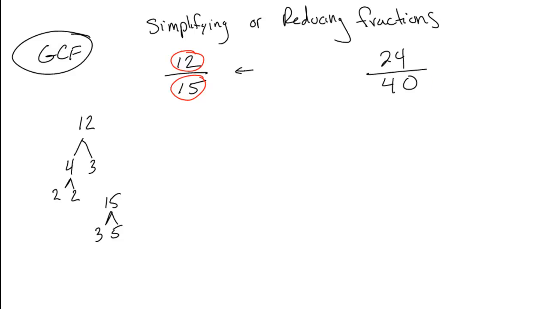We have 24 and 40. We're looking to reduce that. So I'm thinking about the biggest number, the greatest common factor of 24 and 40. If I don't know that, what I can do is just break it apart.